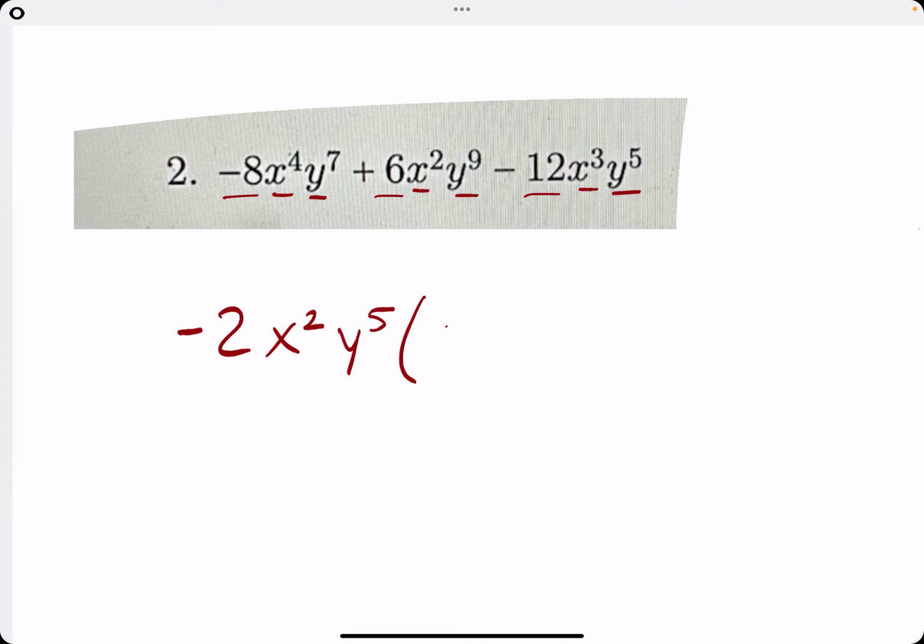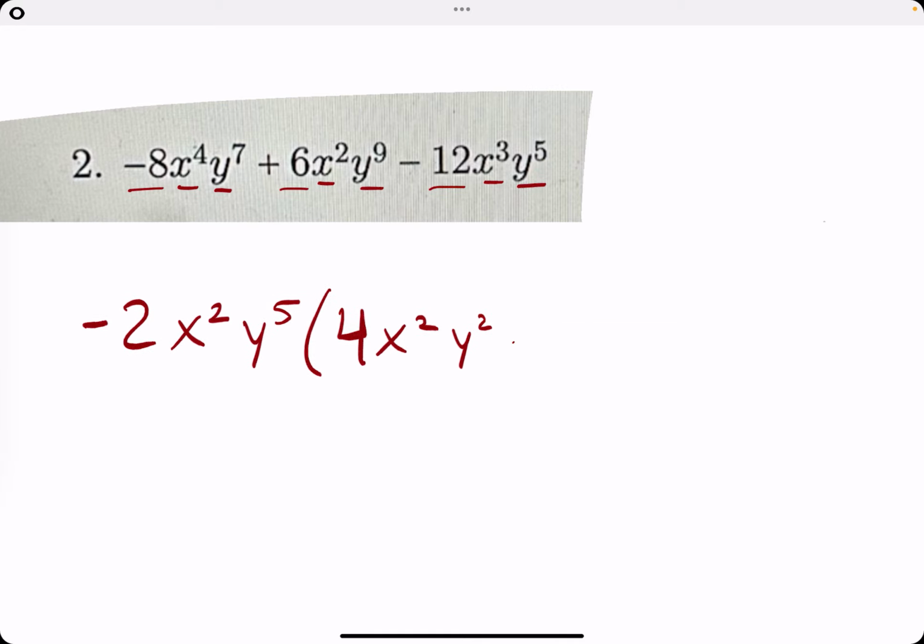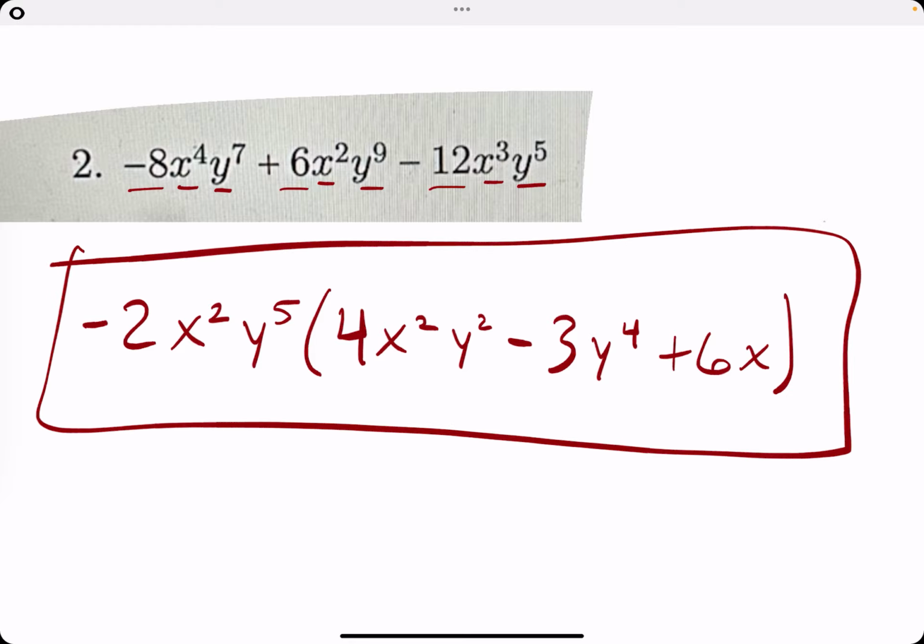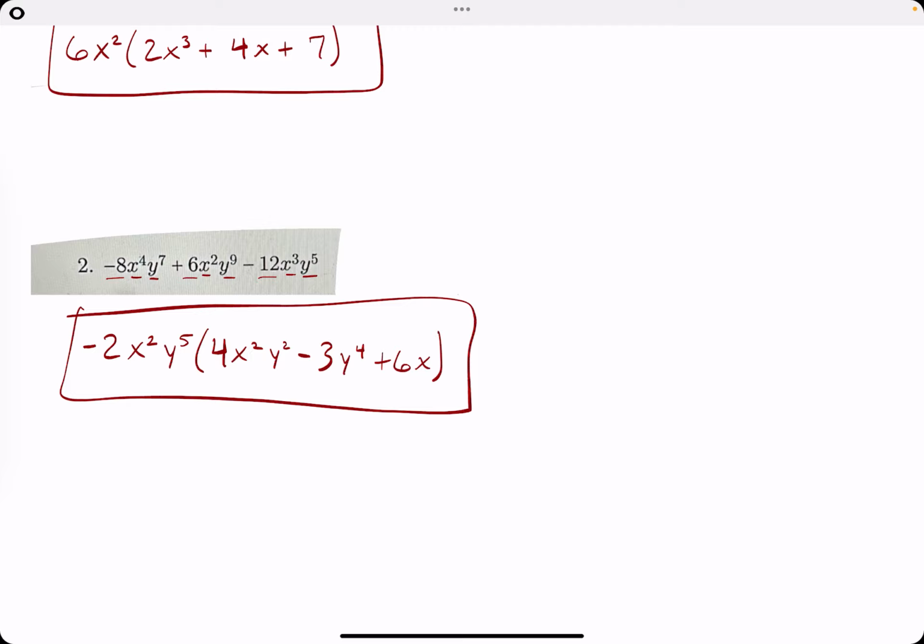So negative 8 over negative 2 is 4. X to the 4th over x squared is x squared. Y to the 7th over y to the 5th is y squared. 6 over negative 2 is minus 3. X squared over x squared is 1. Y to the 9th over y to the 5th is y to the 4th. Minus 12 over minus 2 is plus 6. X cubed over x squared is x. Y to the 5th over y to the 5th is 1. So we are done. So that's a little GCF practice. A lot of fun stuff there.